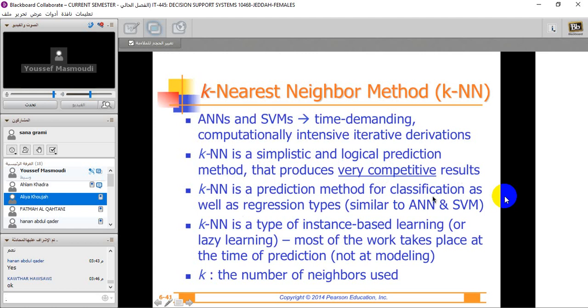KNN is a prediction method for classification as well as regression types, similar to ANN and SVM. KNN is a type of instance-based learning. Most of the work takes place at the time of prediction. K is the number of neighbors used.